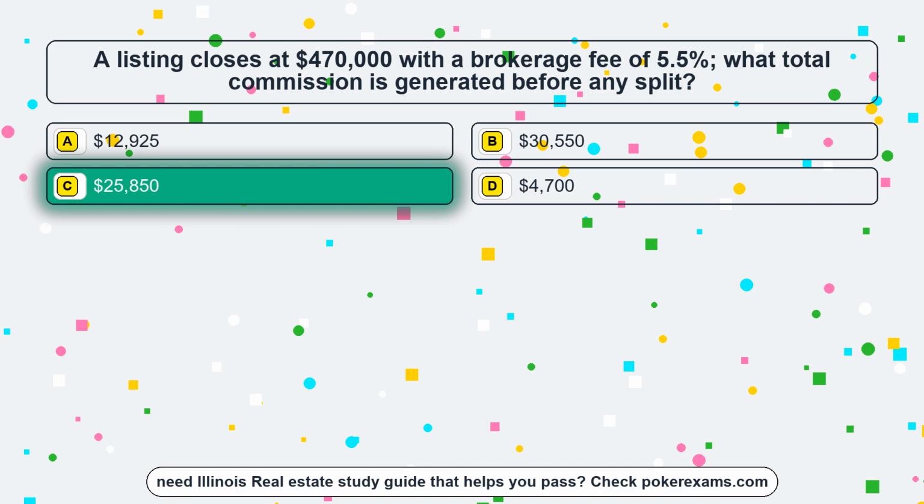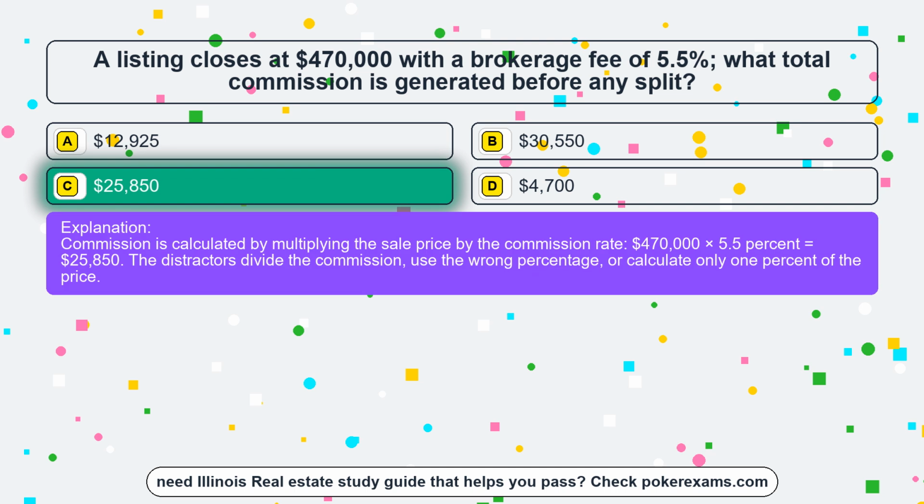The correct answer is option C. $25,850. Commission is calculated by multiplying the sale price by the commission rate. $470,000 times 5.5% equals $25,850. The distractors divide the commission, use the wrong percentage, or calculate only 1% of the price.